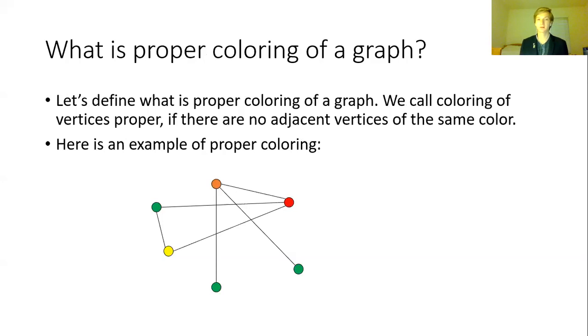So what is the proper coloring of a graph? Let's define it. We call it a proper coloring of vertices if there are no two adjacent vertices of the same color. Which just means that we paint vertices, and if two of them have the same color, they should not have an edge. They should not be connected. As you can see in the picture, I have three green ones, and they're not connected, and the rest are different, like yellow, orange, and red, so they can be connected.